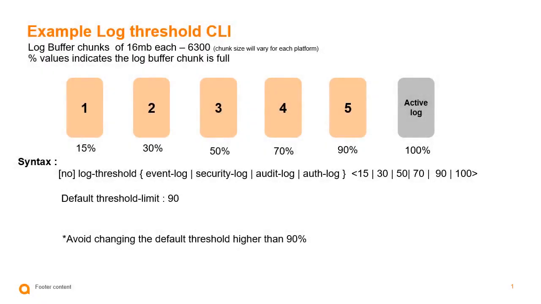So this is an example on the 6300 again, and this is what it looks like in the way of thresholds. As you can see, we've got 5 chunks. Chunk 1 consumes 15%, chunk 2 30%, 3 50%, 4 70%. When we get to chunk 5, it's 90%, and then we have the active log. So the default threshold is 90%, which triggers the event log notification and the SNMP trap.